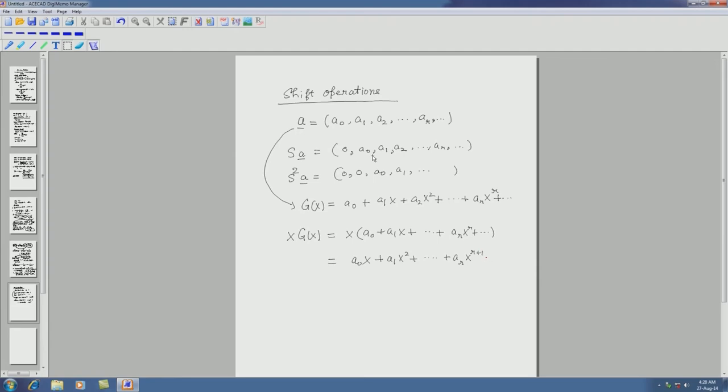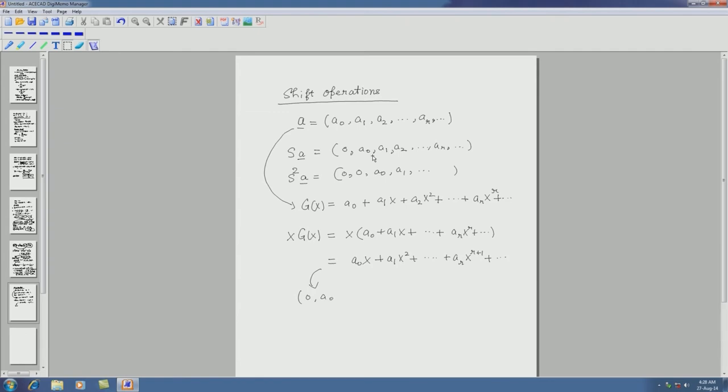So, see now the coefficient a r becomes the coefficient corresponding to x to the power r plus 1. Therefore, the corresponding discrete numeric function will be 0, a 0, a 1 and so on, a r and so on, where this is in the r plus 1th position. Thus, this is nothing but s a.